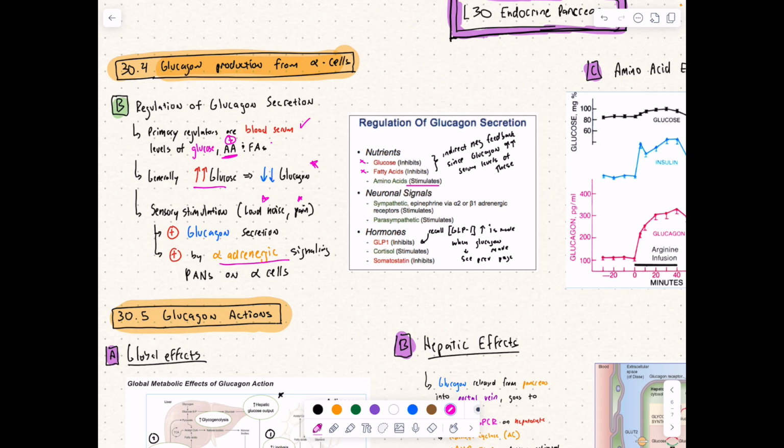All right, and then we also have alpha adrenergic signaling by the parasympathetic nervous system on alpha cells, which will cause an increase in glucagon. So parasympathetic stimulates, sympathetic will also stimulate, interestingly enough, and adrenergic are for sympathetic, and somatostatins are master inhibitors that will inhibit cortisol. Think about cortisol in this situation. Cortisol is a stress hormone, so you say, hey, we need to make sure we have enough blood glucose.